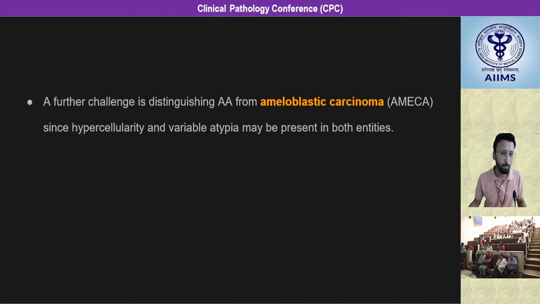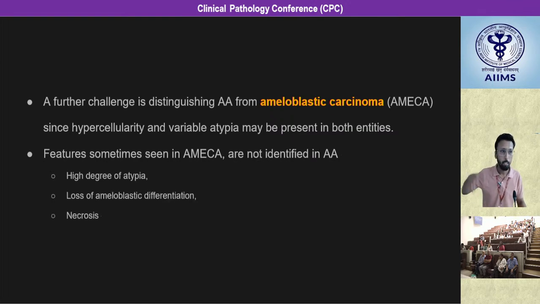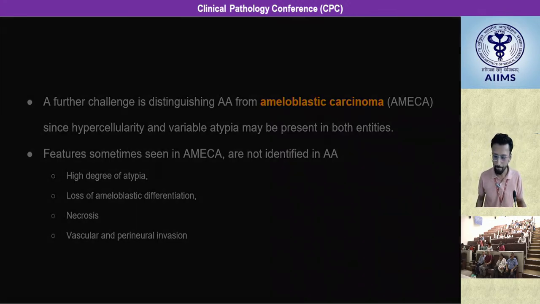Now, after ameloblastoma and AOT are out of the picture, a further challenge lies in distinguishing it from ameloblastic carcinoma, since both of them can show hypercellularity and variable atypia. Sometimes we can see a higher degree of atypia, loss of ameloblastic differentiation, necrosis. Now, whenever we see this kind of finding, the diagnosis goes more towards ameloblastic carcinoma as compared to adenoid ameloblastoma, and also vascular and perineural invasion. So these are the findings which we will see in ameloblastic carcinoma.